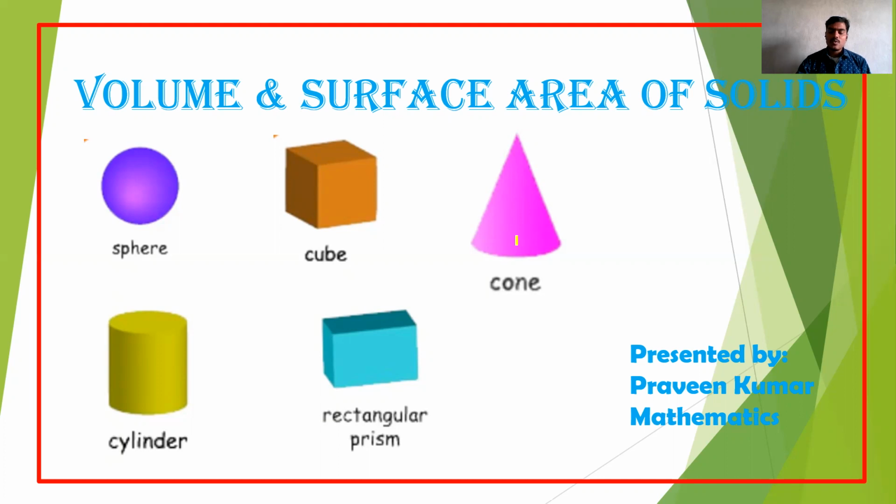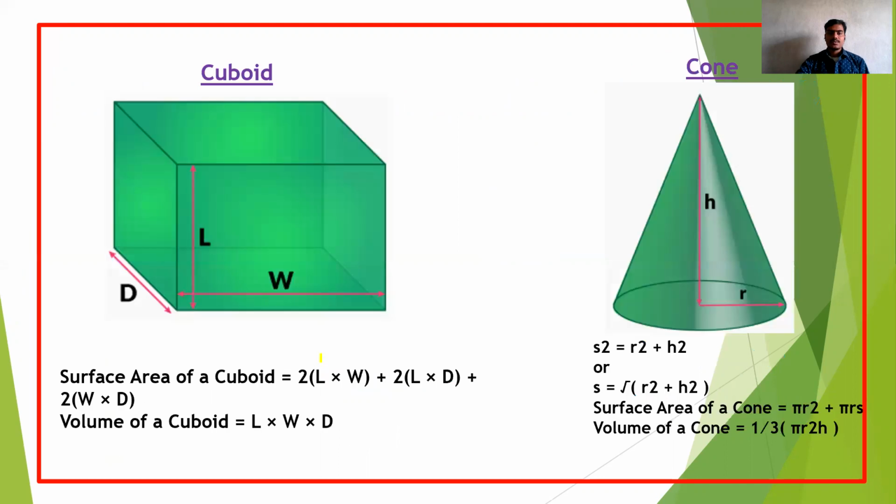Real life example of a cone, birthday cap. Real life example of a cylinder, it is a pipe. And the real life example of a sphere is simply a cricket ball. Just imagine all these real life examples. Now we will study the different solids: sphere, cube, cone, cylinder, rectangular prism.